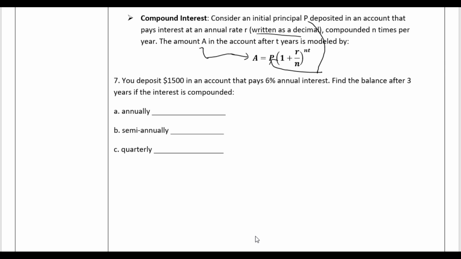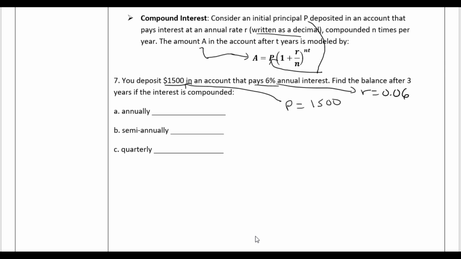All right, so now you deposit $1,500 into an account that pays 6% annual interest. Okay, so in this case, you're not borrowing, but you're making the interest. So you're letting the bank borrow money from you, and then they're being charged interest. That means you're getting that money added to your account. So in this case, you're depositing $1,500. That's your principal, and then you're being paid 6%. So that's R, which is 0.06.